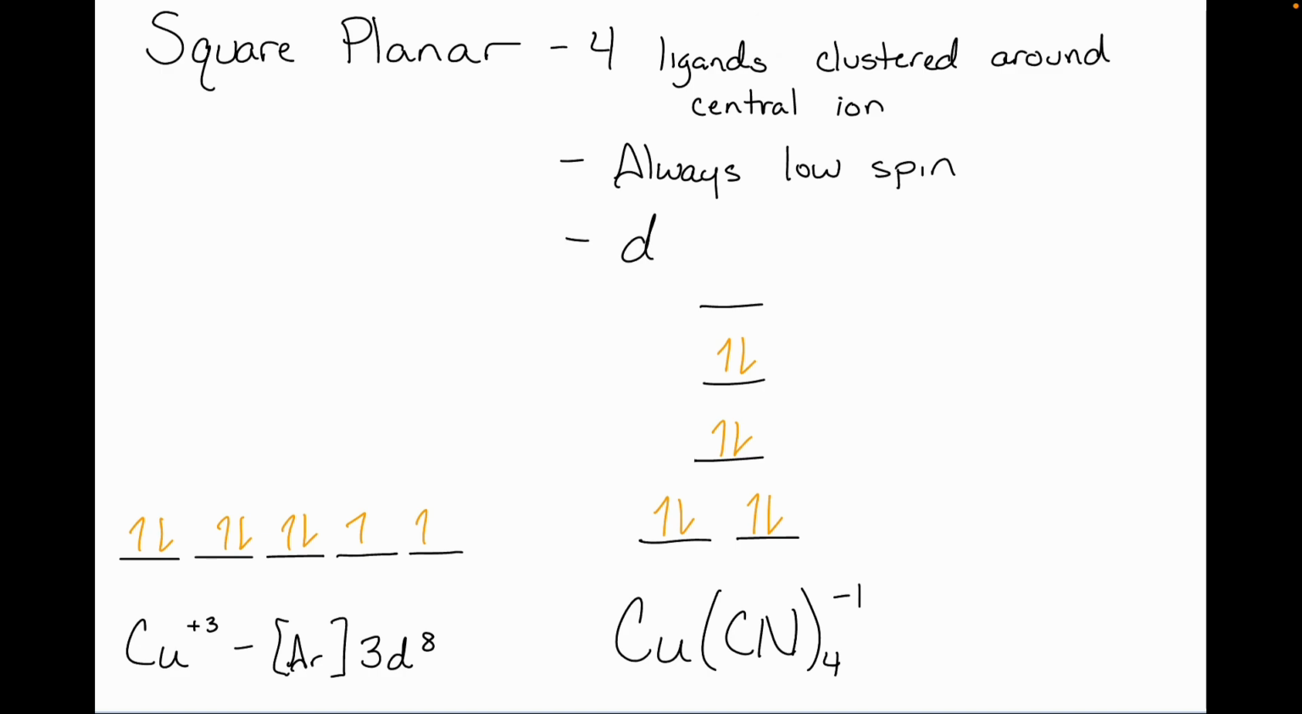Turns out that d8 complexes prefer the square planar geometry. If you got 8 electrons in the d orbital and a coordination number of 4, it's square planar. Any other number of electrons will prefer a tetrahedral. Okay, so how did I know that this was going to be a square planar? Because when I did my electron configuration, it was 3d8. And again, the d8 complexes are square planar.